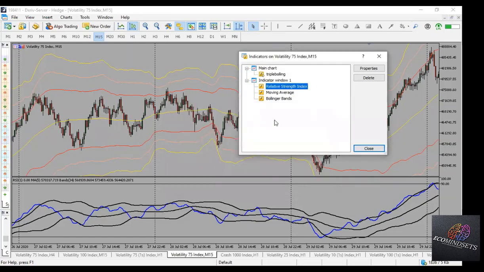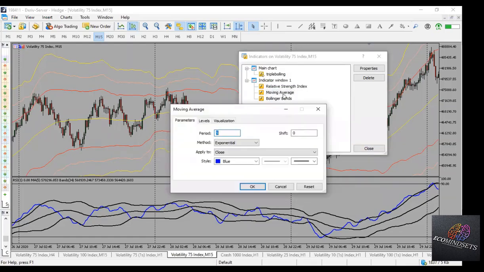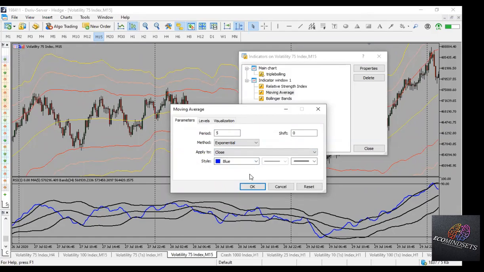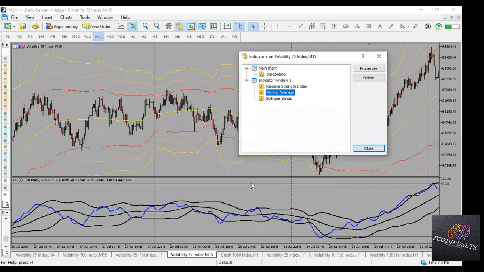Then the moving average, the period is what? 5. The period is 5. Method is exponential. Using exponential. Apply to close. And then you can select the color of your choice. When you are done, you click on OK.